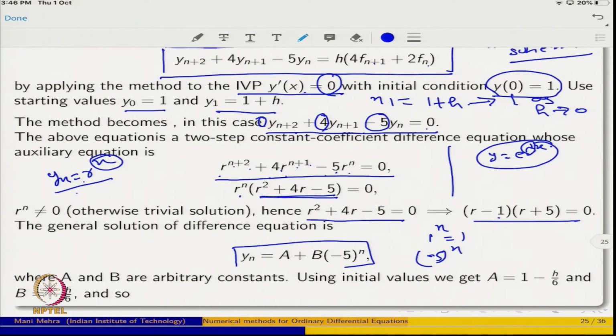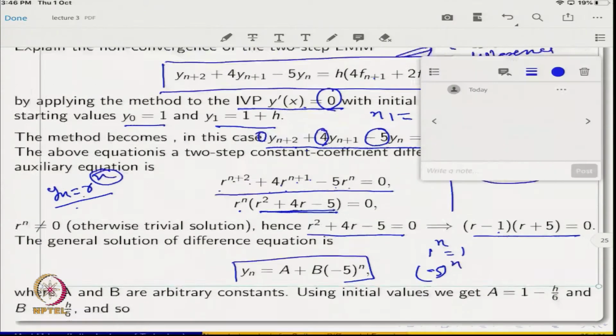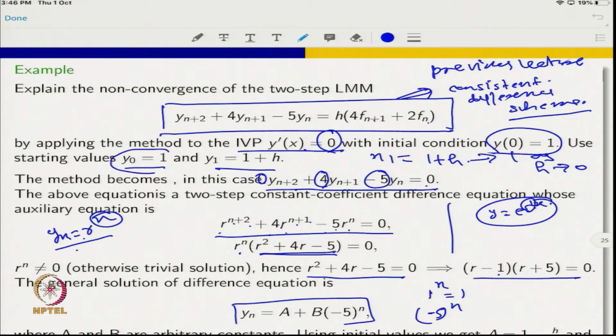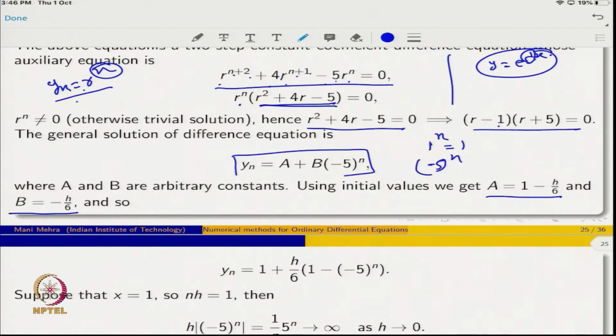Now the question is how to find these arbitrary constants. Of course, there are two initial values given to us, y naught is equal to 1 and y1 is equal to 1 plus h. Using these initial values, you can see we can get the value of a as follows and b as follows. So finally, the solution of the difference equation will be this.